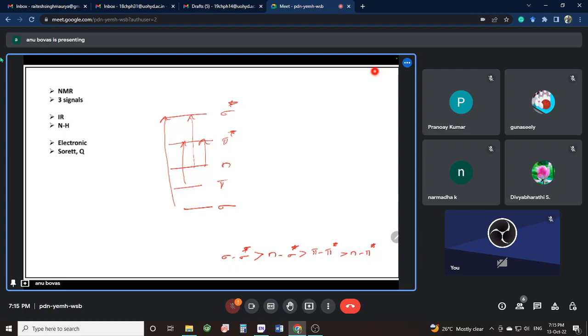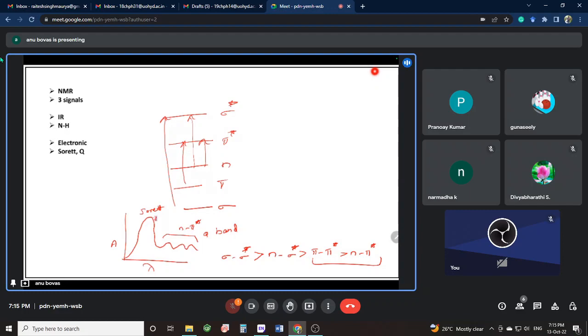So the most favorable transitions will be the least energy ones, that is the last two, n to pi star and pi to pi star. So we will have 2 peaks in the electronic spectroscopy, this one and the small one. The small one is due to n to pi star, and this is called Q band, and this one is called Soret. If they give you the spectrum and ask which one is due to which, you should know.